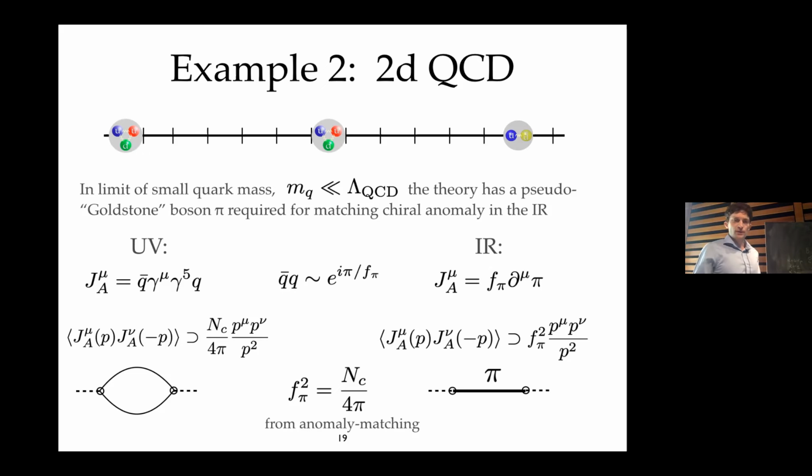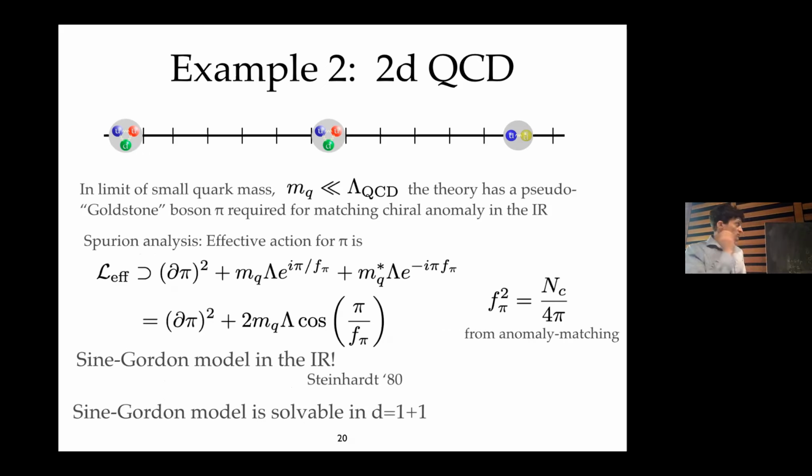All right, so we know exactly what the decay constant of the pion is. We can go farther in the limit where the quark mass is small. We can work out what the potential for the pion should be. So if the quark mass is small, we can do a spurion analysis.